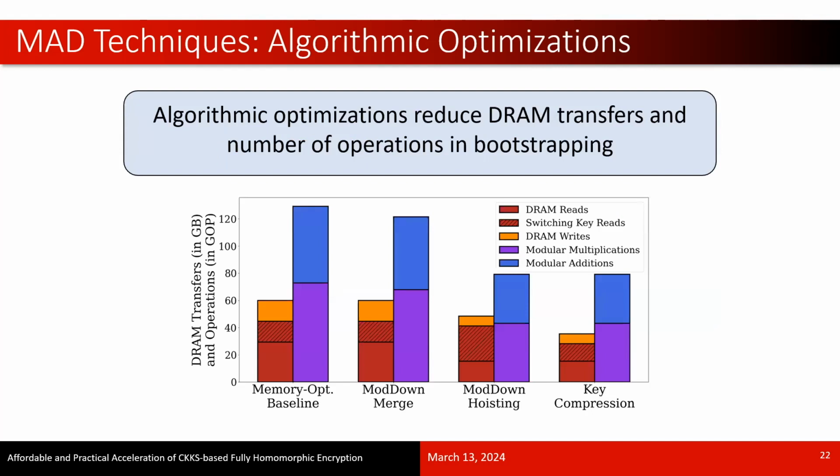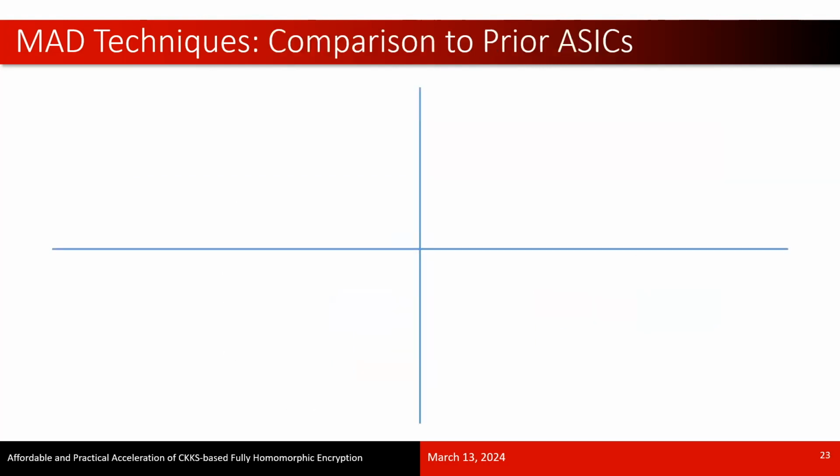And the figure on this slide now shows how various algorithmic optimizations impact the operation count and the DRAM transfers for CKKS bootstrapping. So again, on the x-axis, we have optimizations, and on the y-axis, we have DRAM transfers as well as the operations. Moving from left to right on the plot, the arithmetic intensity starts to improve as each successive optimization is applied.